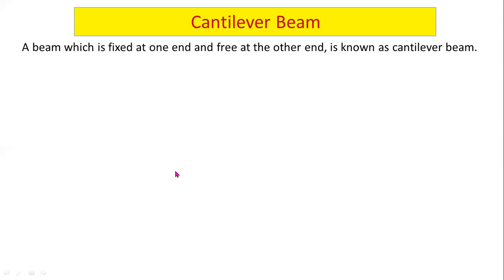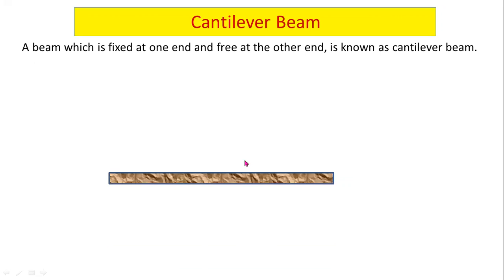Now the last one is the cantilever beam. A beam which is fixed at one end and free at the other end is known as a cantilever beam. Here AB is the beam. Here the left end is fixed and the right end is free. F1, F2 are the transverse loads.